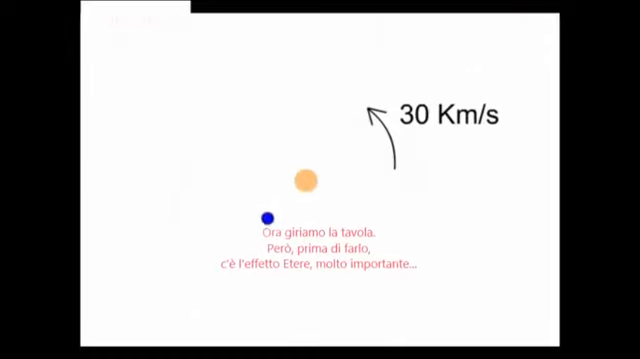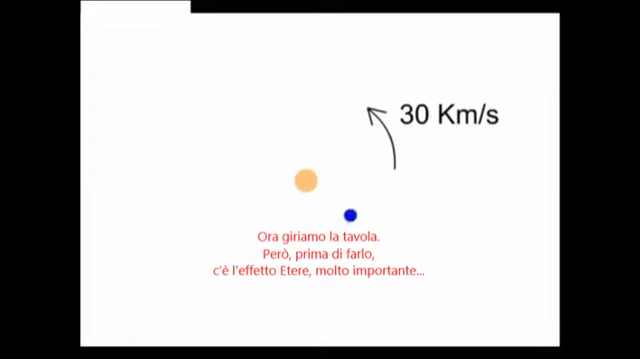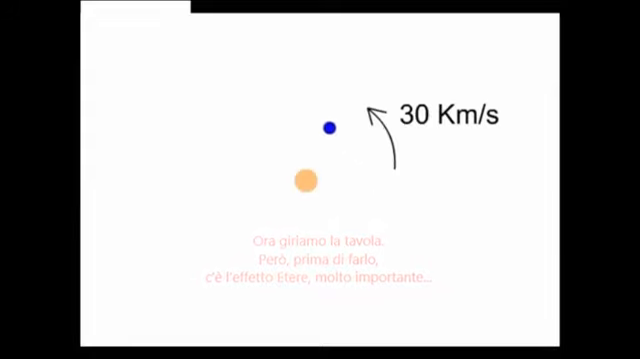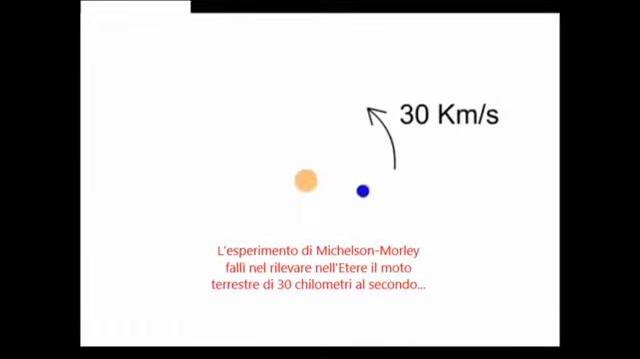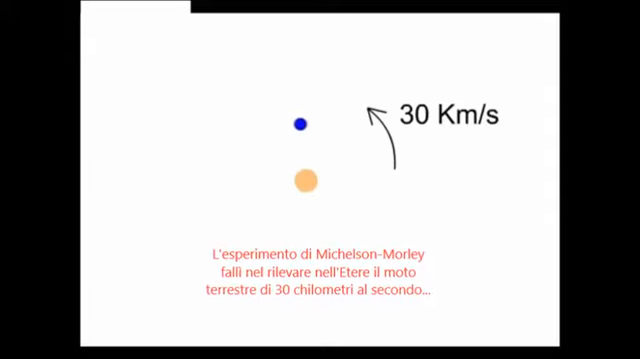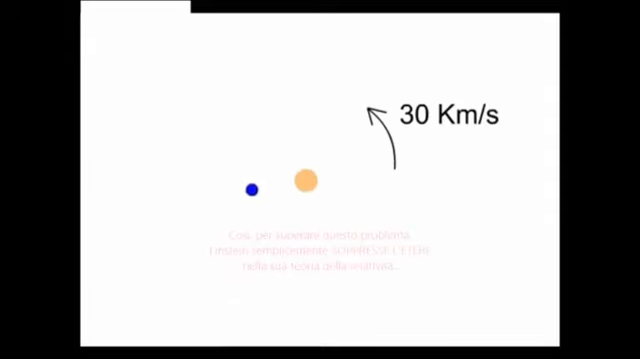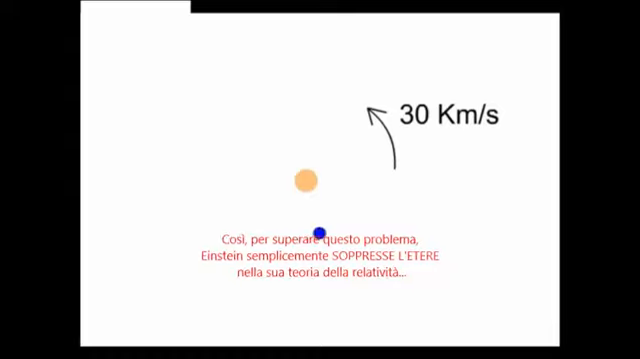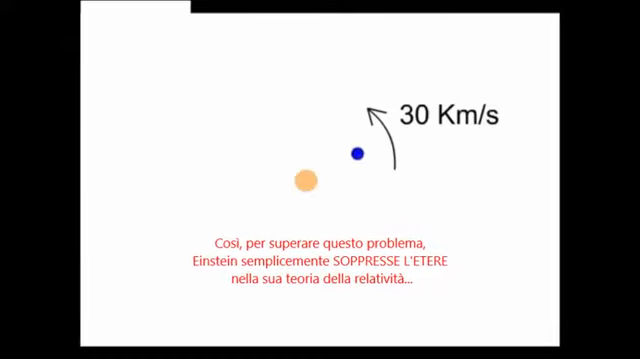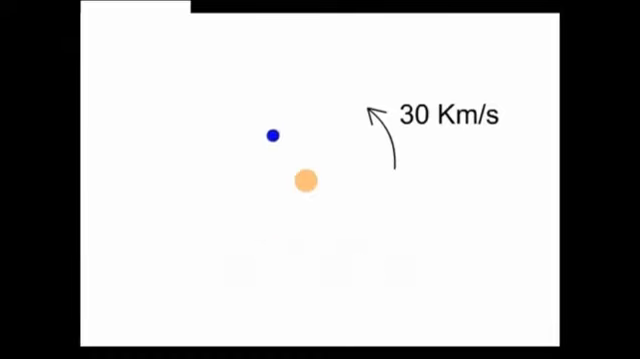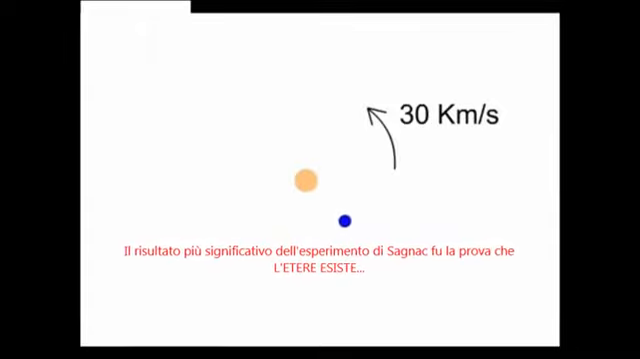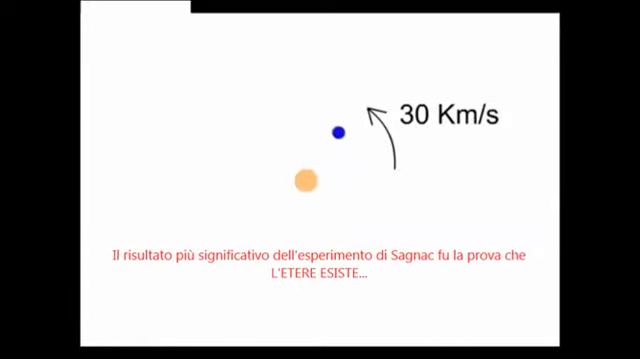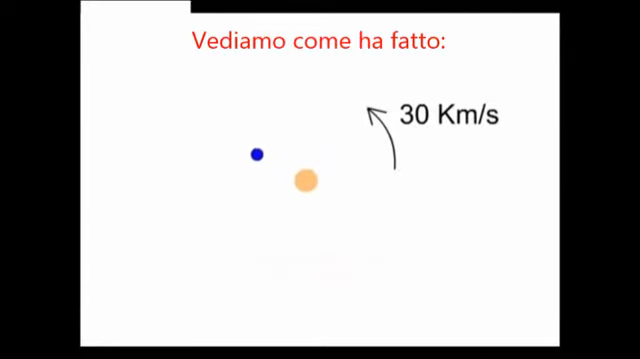Before we do so, there is the very important subject of the effect of the ether. The Michelson-Morley experiment failed to detect the 30 kilometers per second motion of the Earth through the ether. So to overcome this problem, Einstein simply abolished the ether in his relativity theory. The very significant result of the Sagnac experiment was that it proved that the ether existed. Let us see how it did this.